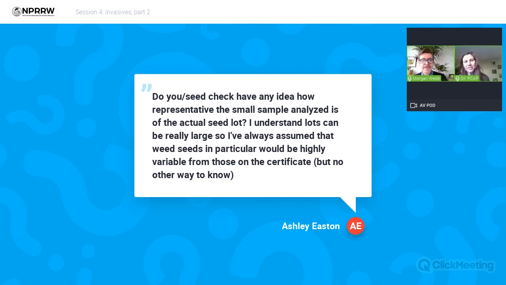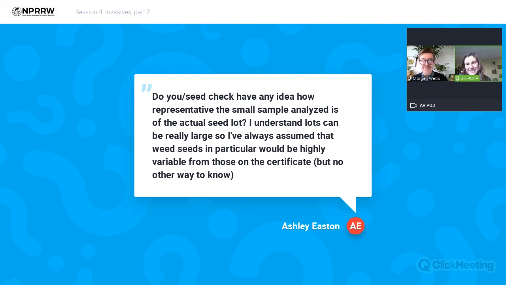Do you at SeedCheck have any idea how representative the small sample analyzed is of the actual seed lot? I understand lots can be really large, so I've assumed that weed seeds in particular would be highly variable from those on the certificate, but there's no other way to know.